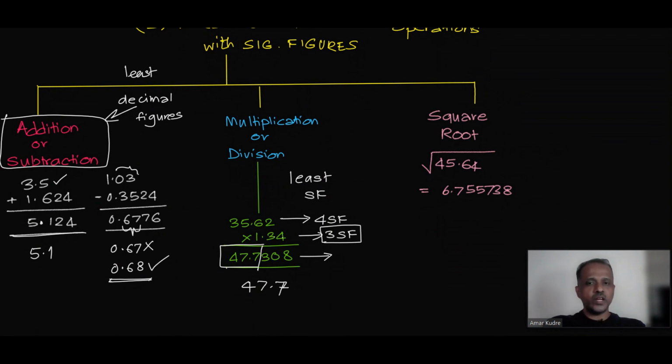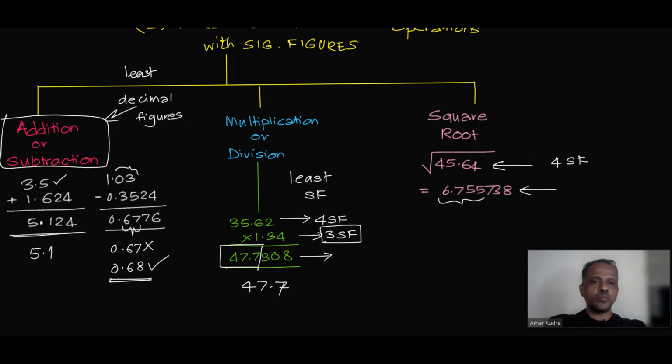Now coming on to square root. For square root, it is pretty much simple. That is, how many significant figures are there in the question, those many significant figures should be there in the answer. So for example, if the square root of 45.64, we are having 4 significant figures. So the answer should also have 4 significant figures. So it would be 4, 6, 7, 5, 5.